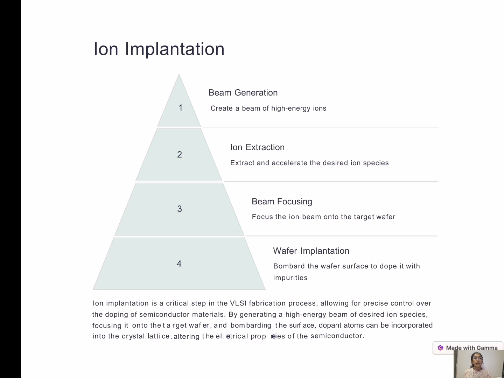Here ion implantation is a critical step in VLSI fabrication, allowing precise control over the doping of semiconductor materials. By generating a high energy beam of the desired ion species and focusing it onto a target wafer, bombarding the surface, dopant atoms can be incorporated into the crystal lattice, altering the electrical properties of the semiconductor.